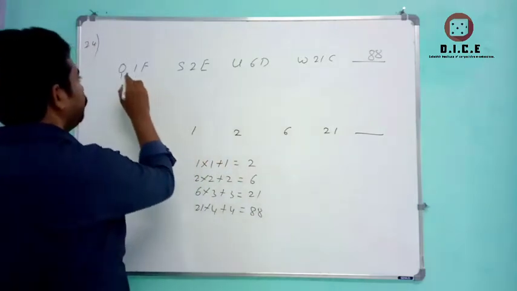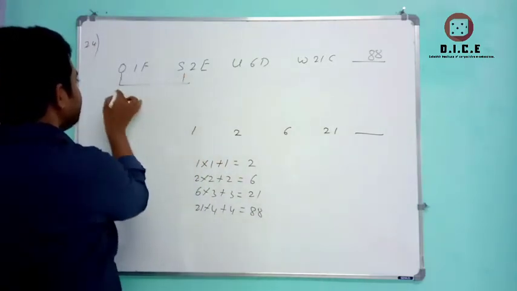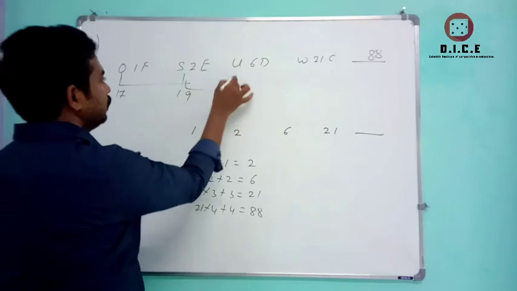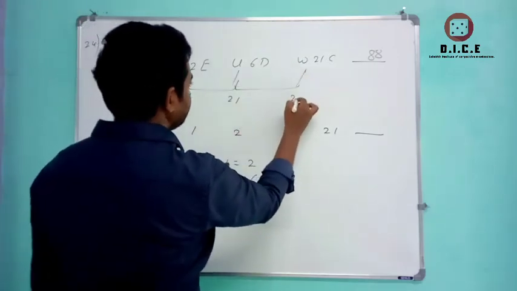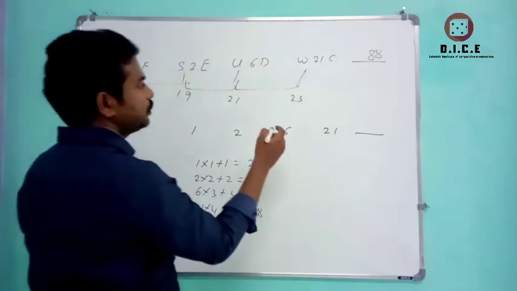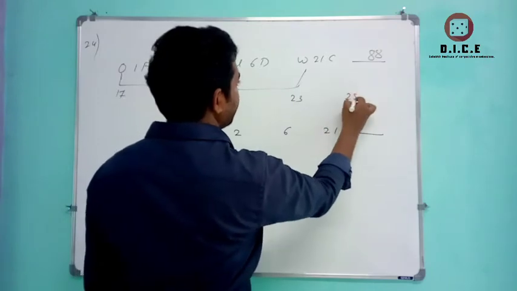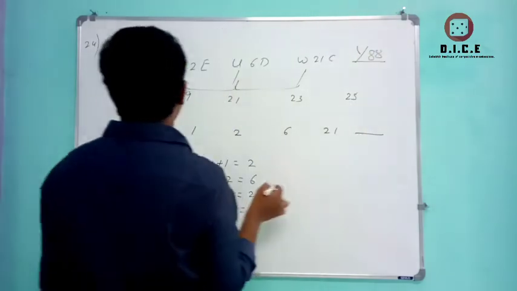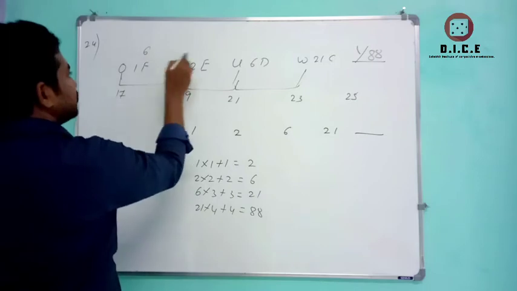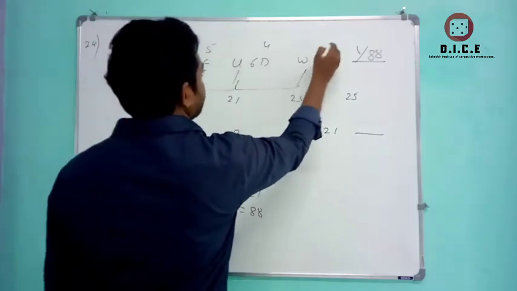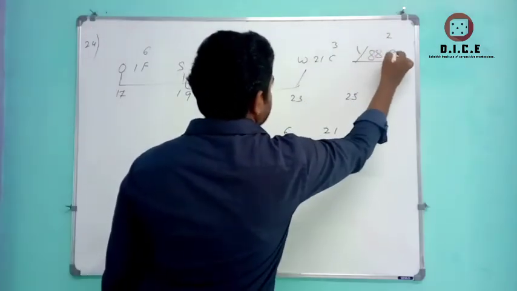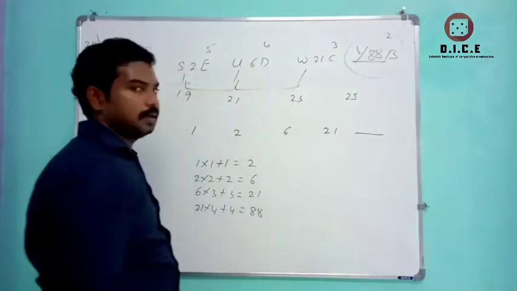If you see the first Q is 17, 19, 21, 23. The pattern of plus 2 for each individual letter, plus 2, 23 plus 2, 25 is nothing but Y. So similarly the end letter F is 6, 5, 4, 3 and 2 should be B. So answer is Y88B is your answer.